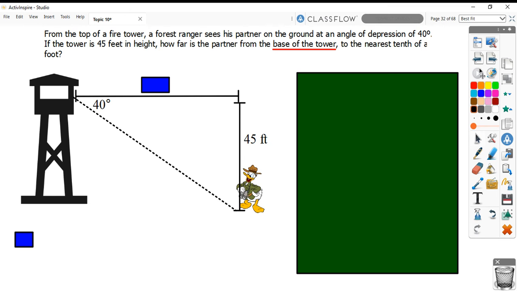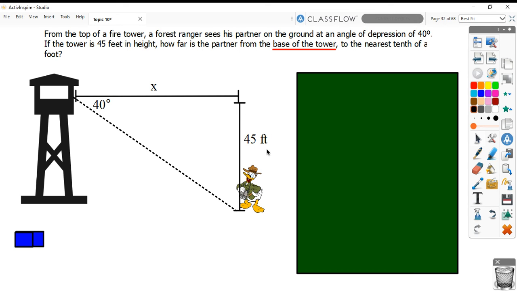The tower is 45 feet high. That's where the forest ranger is looking from. How far is the partner from the base of the tower? That's asking what is the ground distance from the guy on the ground to the tower. What is this distance right here, the lateral distance from the tower to the dude on the ground? That's our x.